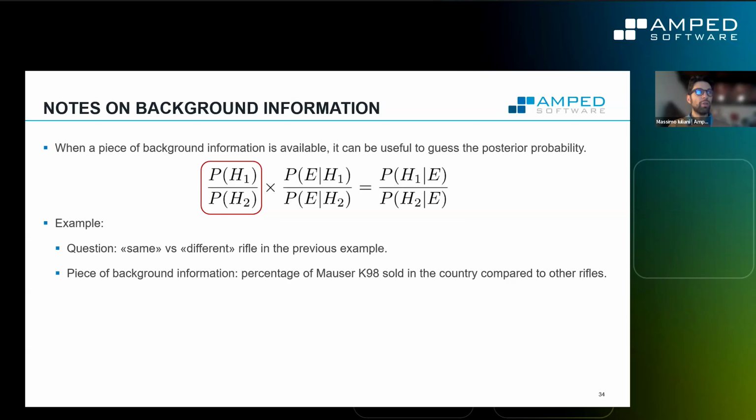Let's make an example. Again, the question is the same rifle or different rifles? A piece of background information can be: do we know the percentage of Mauser K98 that has been sold in the country? This can be useful because if we have only one rifle, the prior odds are very big. But if we have 1 million rifles, the prior is very low. But even here, we have a degree of subjectivity. For instance, what is the percentage of sold rifles, but should we also include toy rifles? Because maybe it could be a toy rifle. So it would change the prior if we also consider toys.